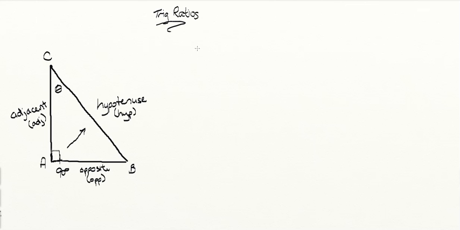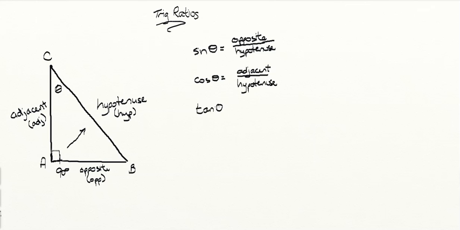The three trig ratios are sine, for example sine theta. Sine theta is defined as opposite over hypotenuse. Cos theta is adjacent over hypotenuse. And tan theta is opposite over adjacent.